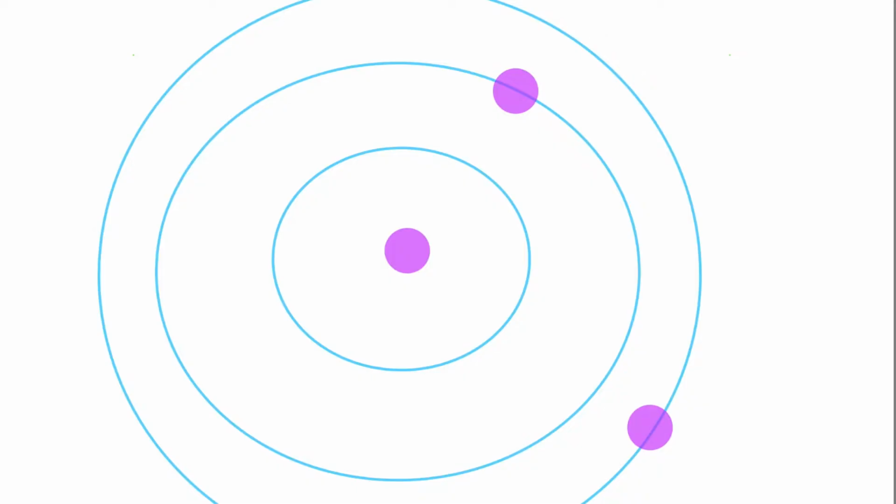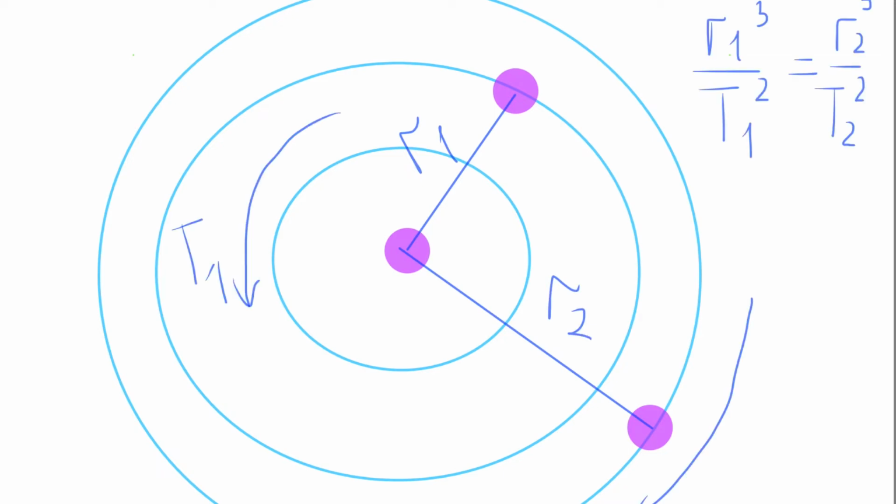To understand the third law of Kepler, we should imagine that these 3 points are the Sun and 2 planets. The distance between the first planet and the Sun is R1. The distance between the second planet and the Sun is R2. And the period of rotation for planet 1 is T1 and for planet 2 is T2. So this law states that when we cube the first radius and divide by the square of the period of the first planet, it will be equal to the cubed radius of the second planet divided by the square of the period of the second planet.